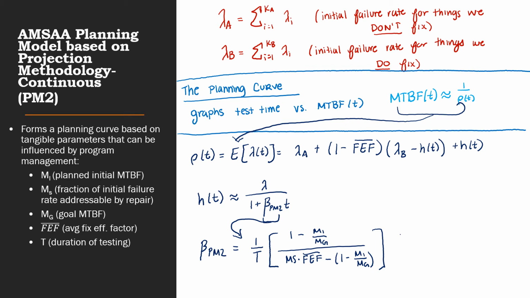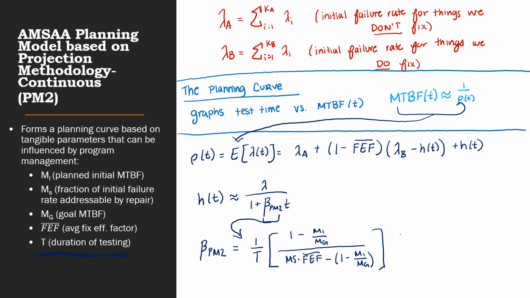Well, for PM2 continuous, starting with competing risks assumptions, the math derives a reliability growth planning curve that can be expressed in terms of program management parameters. So at time 0, the planning curve has value M sub I, the initial reliability. And at time T equals capital T, so the end of the test, the planning curve has the value of our goal MTBF, M sub G.